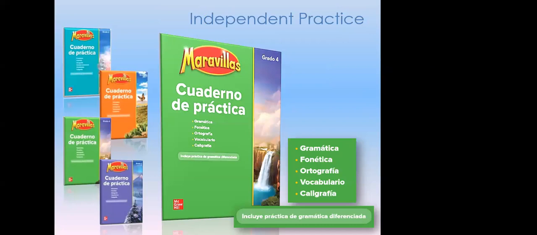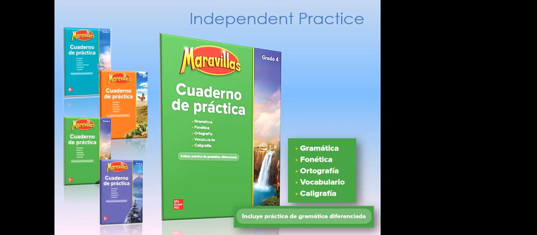Aquí tienen, a little different from the one that I showed you before, second grade, yours looks a little different. The categories in your cuaderno de práctica, un poquito diferente. In third, fourth, and fifth grade, you'll have la gramática, la fonética, ortografía, vocabulario, y la caligrafía right here. Tienen práctica diferenciada para la gramática. So, differentiated practice for your gramática as well.